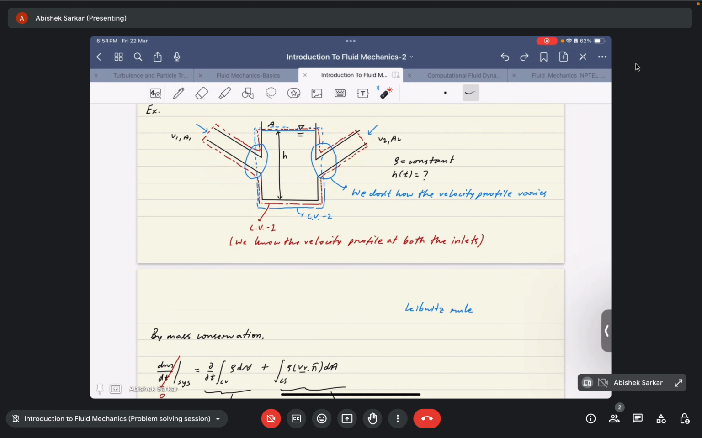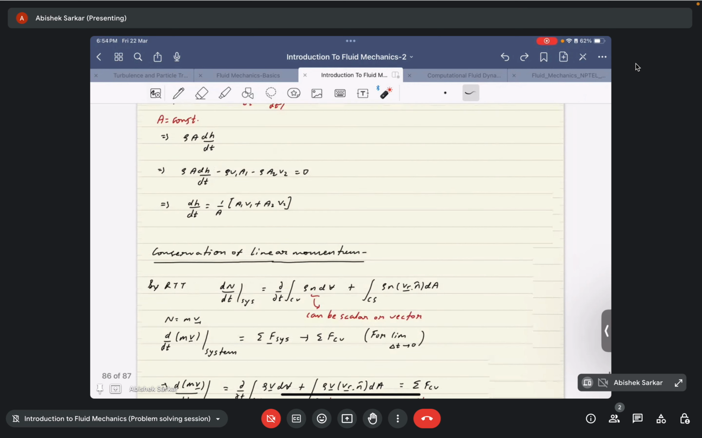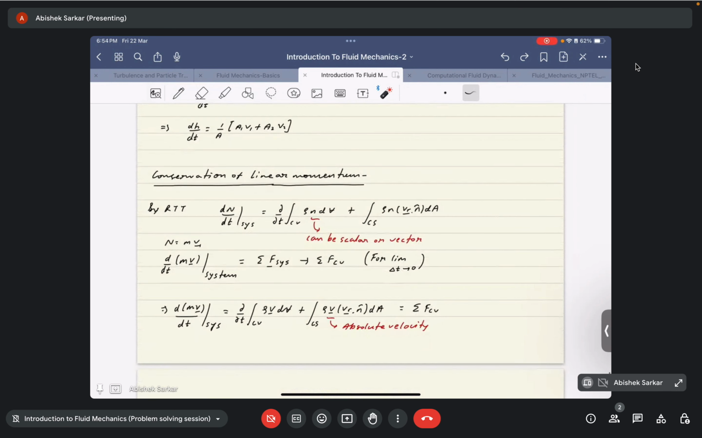Okay, so just to give a slight insight on what we're going to discuss next week, that is basically the conservation of linear momentum. So again we go back to the canonical form of the Reynolds transport theorem that is given by this equation.